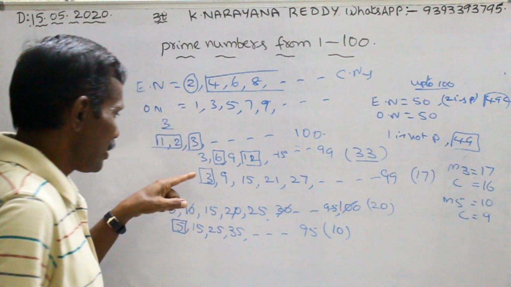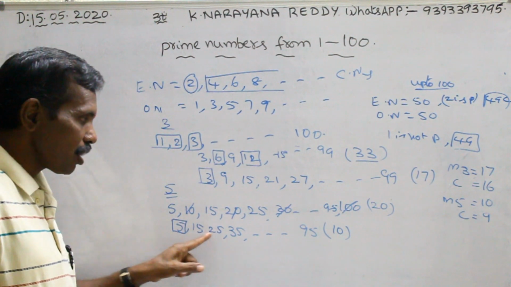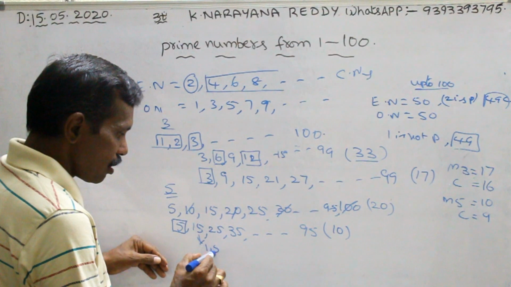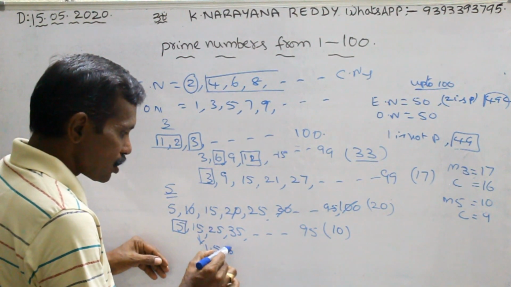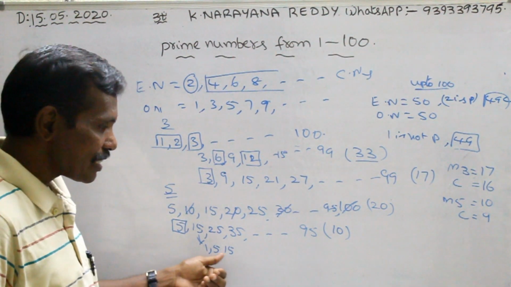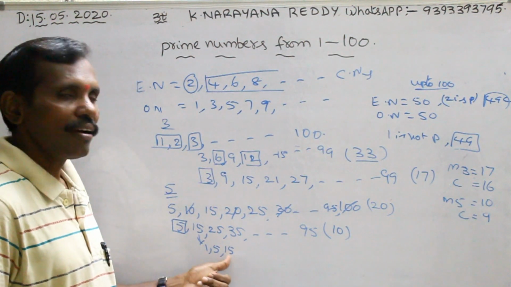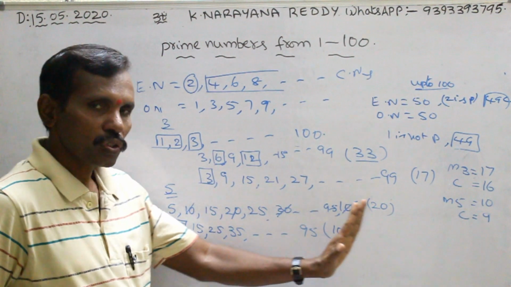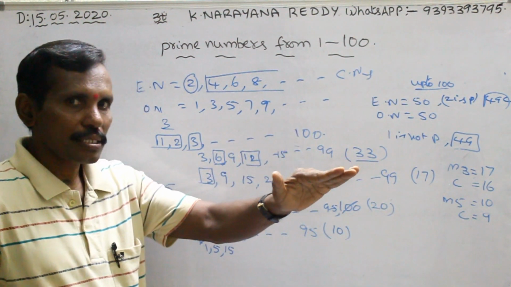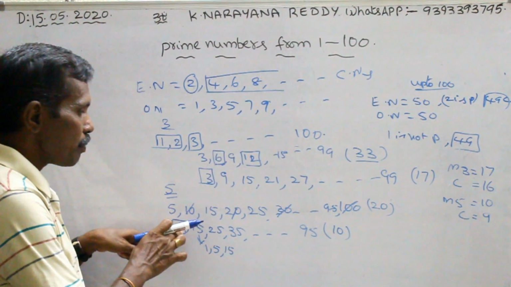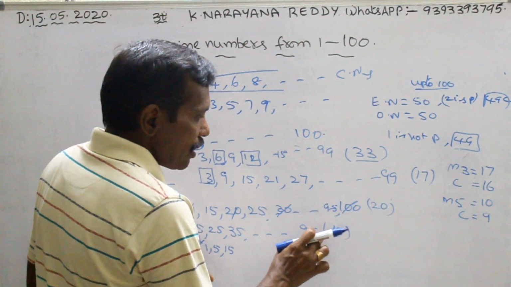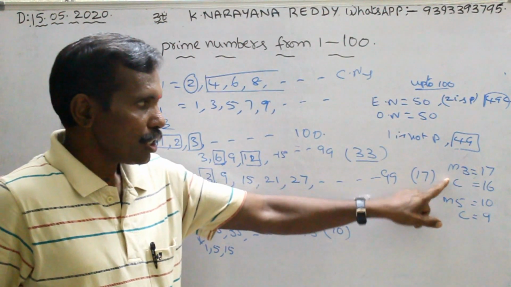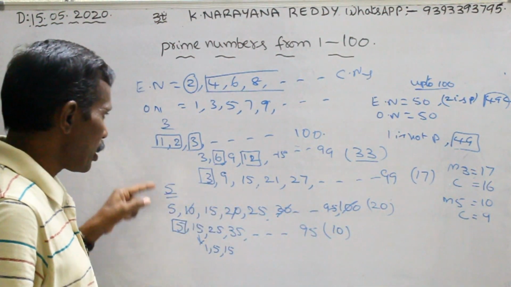Why? Because 3 is a prime, 5 is a prime, and the remaining are all composite. Because 15 contains 3 as a multiple, 5 as a multiple, and 15 is also a multiple. Since it contains multiples, it is not a prime. It is composite, like 25, 35 and so on. Those are all composite numbers. Leaving out 5 and subtracting 1, we get 9 composite numbers. So 16 and 9 composite are there. Those are multiples of 3 and 5.